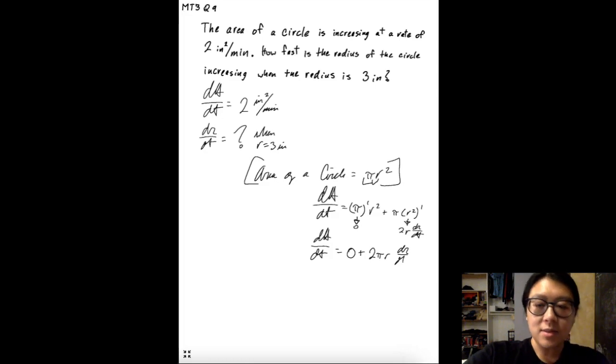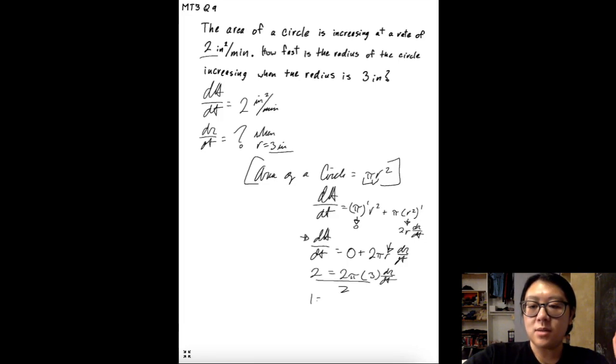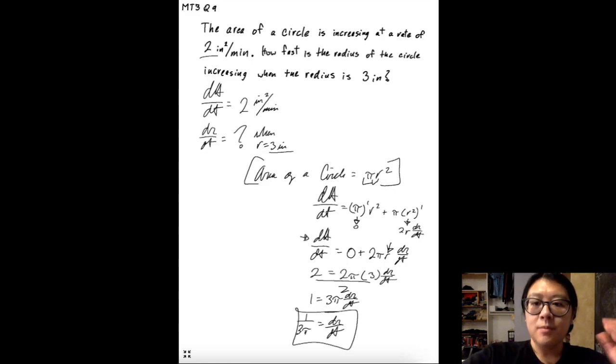Now we have values here. We can plug in the value of dA over dt, which is 2, so 2 is going to be equal to 2 pi, and then the value of r is 3, so times 3 times dr over dt. Divide all that by 2, and we're getting 1 is equal to 3 pi dr dt, and then I just divide that by 3 pi, so 1 over 3 pi is going to be equal to dr dt, and that's my final answer.